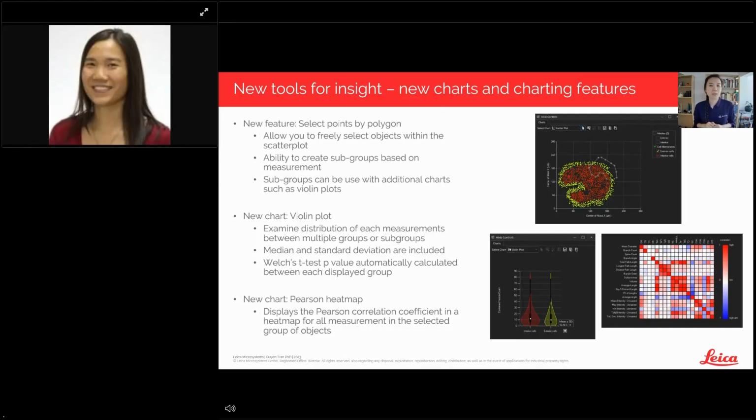In my particular example here, I looked at the scatter plot of the XY coordinates of cells within an organoid. Using the select by polygon feature, I selected and separated the interior and exterior cells.